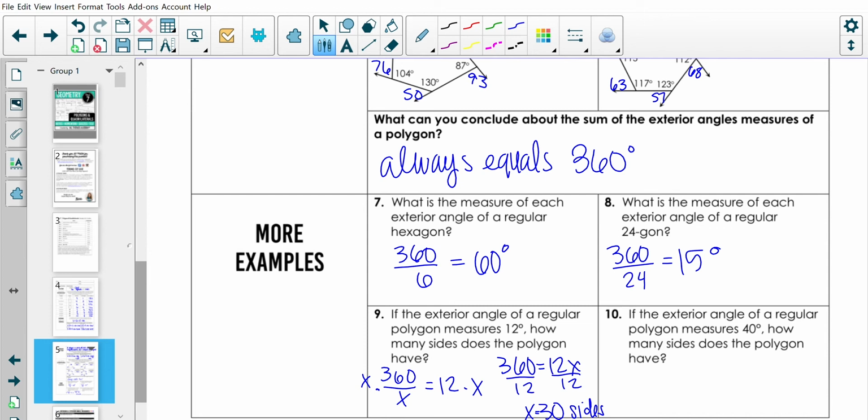If the exterior angle of a regular polygon measures 40 degrees, how many sides does it have? And you get 9. Good. 9 sides. All right, flip it over.